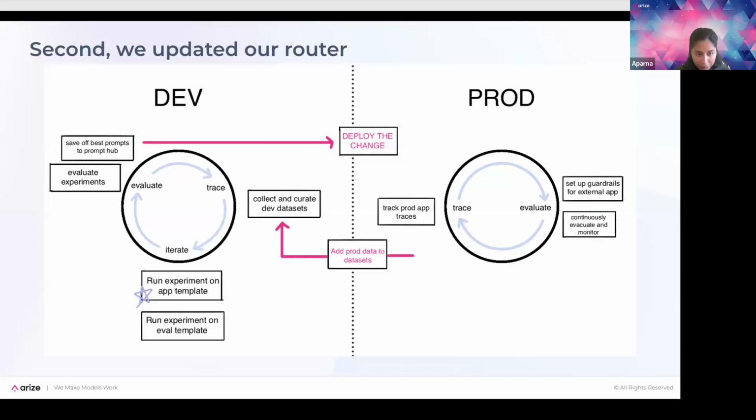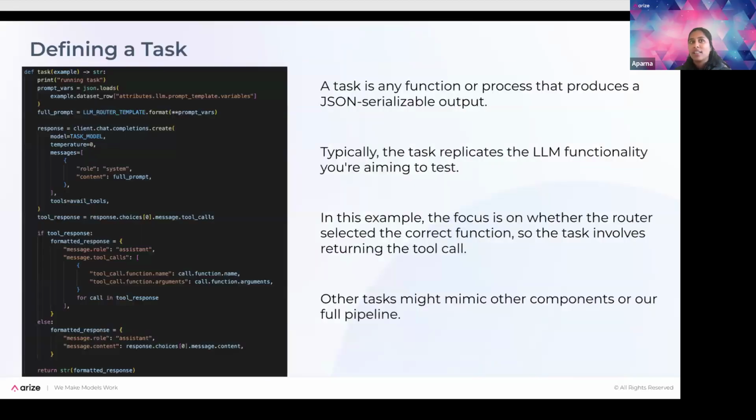Awesome. So we need to update the router. This is the iteration step. So maybe you can jump into actually how you define the task here, Sally.